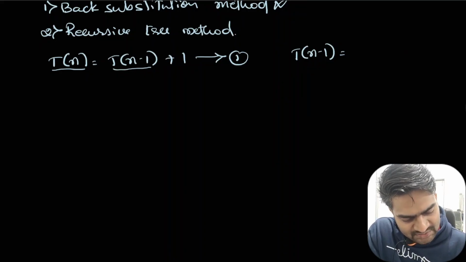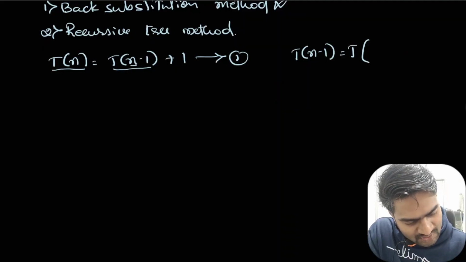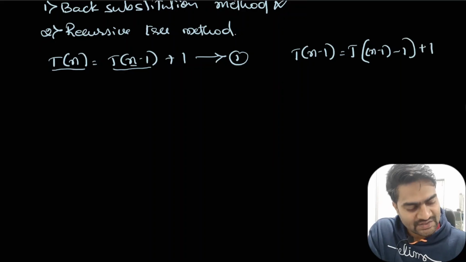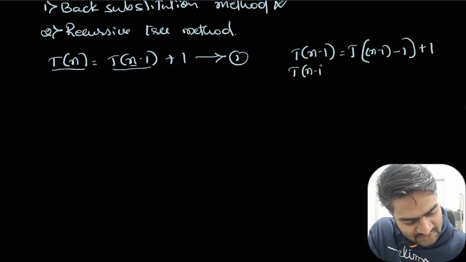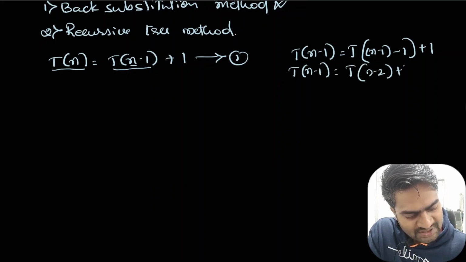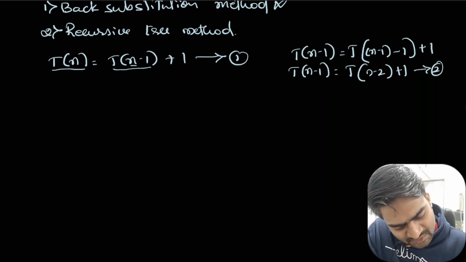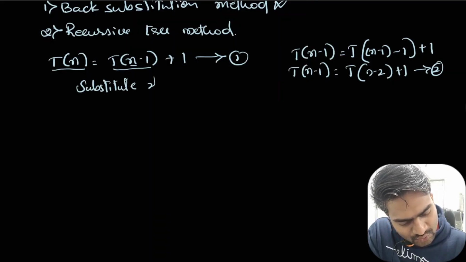So I'll do that. So T, instead of n, I will say n minus 1, then minus 1, then plus 1. So my T of n minus 1 will be T of n minus 2 plus 1. Okay, this is my second equation. Now I'll substitute equation 2 in my equation 1.